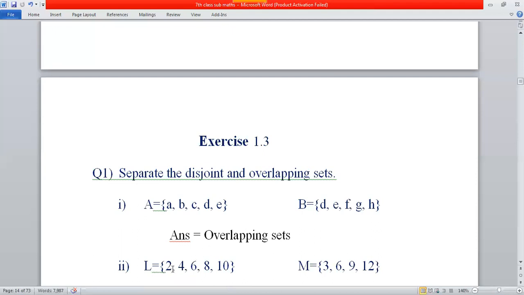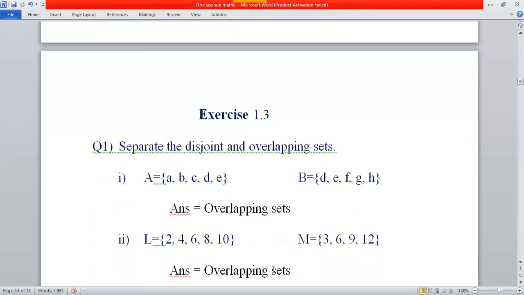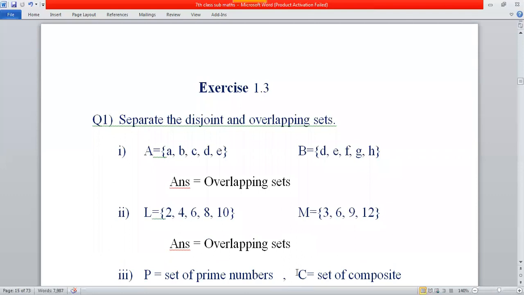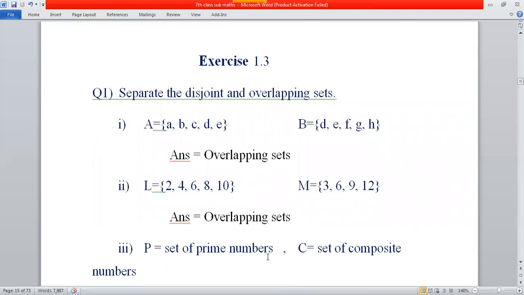Now come to the second part. In the second part, you are given L as 2, 4, 6, 8, 10, and M as 3, 6, 9, 12. Again, if you check these two sets, there is something common. Which one? 6 is common in both. So if 6 is common, it means that L and M are overlapping sets. Clear?